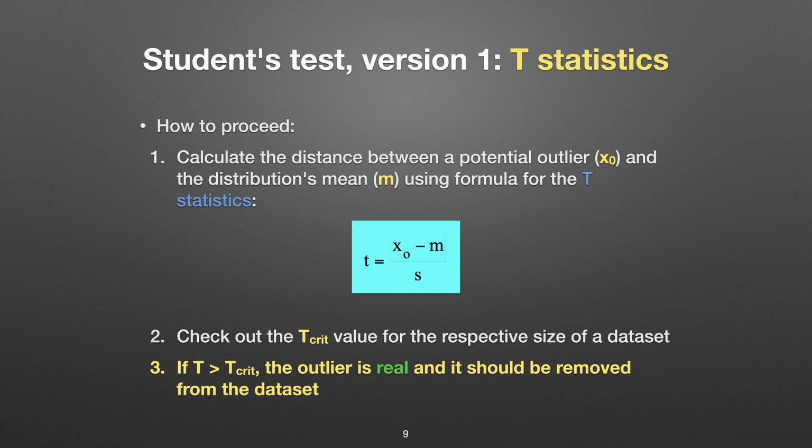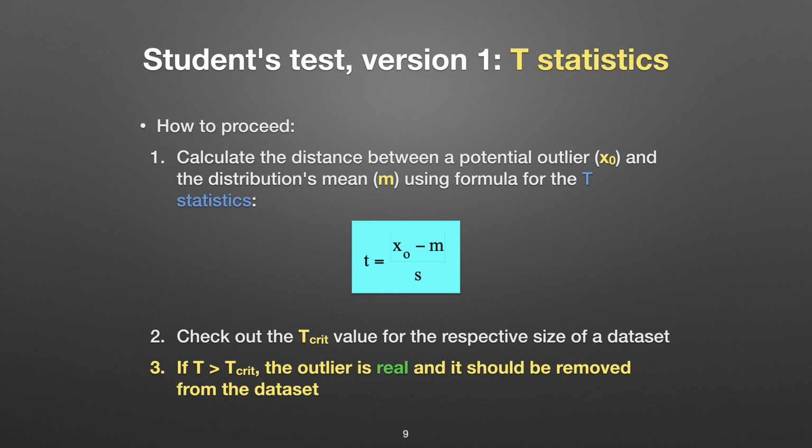In the first version of Student's test, we calculate the distance between a potential outlier, called x0, and the mean value of the distribution. This is done using the t-statistic formula shown on the slide. Then we compare the obtained t-value with the critical value t-critical for the appropriate dataset size. If t is greater than t-critical, the outlier is considered real and should be removed from the dataset.